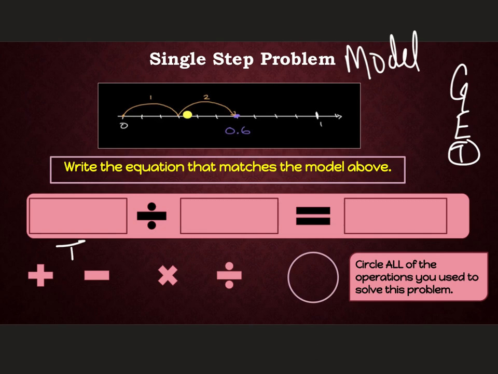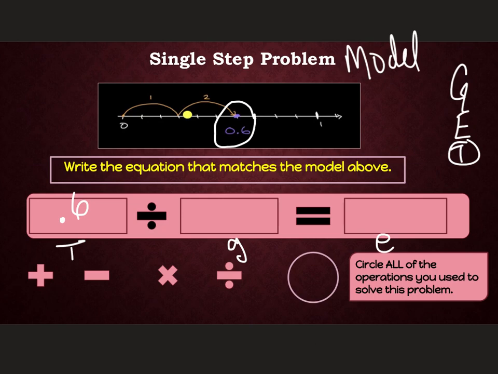So if I look at the purple number up here, that is where the number line ends, where the jumps end. So that's going to be my total. That's my total, 6/10 or 0.6. And I'm dividing it by how many groups to find out how much is in each group. So there's my GET. It's just spelled TGE, but it's still GET. Total divided by groups will give me each.